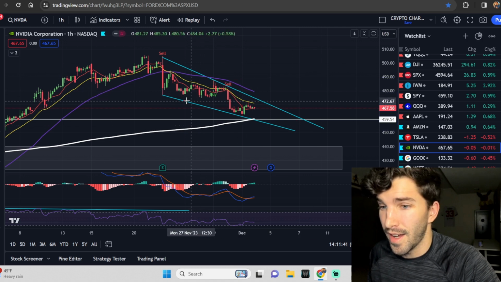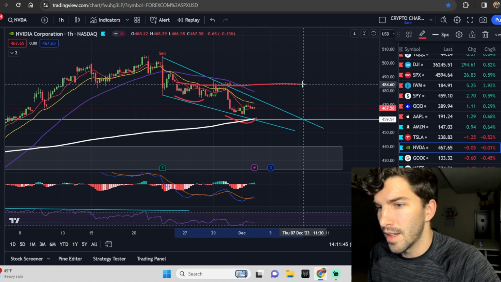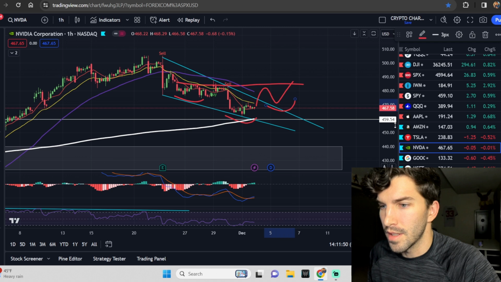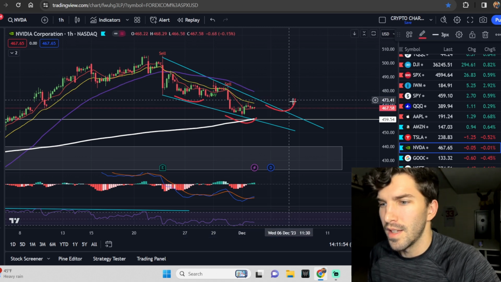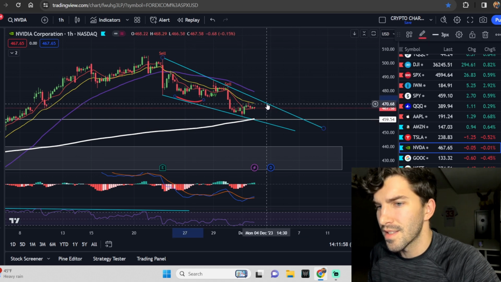Now, if we are heading higher from here, I'd really pay attention to this left here, this head, and draw my line across and say, okay, maybe we pop higher, get some kind of retest, and then get that right shoulder and start to head to higher levels. That would be my bullish take on the hourly, and the bearish case would most likely just be that this negative trend continues.